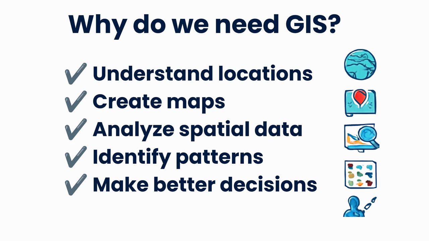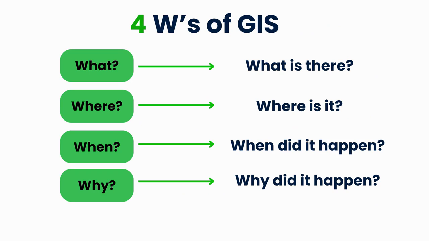One interesting thing about GIS is that it can answer four important questions: what is happening, where is it happening, when did it happen, and finally why did it happen. Whenever you can answer these four questions, you are already using GIS thinking.